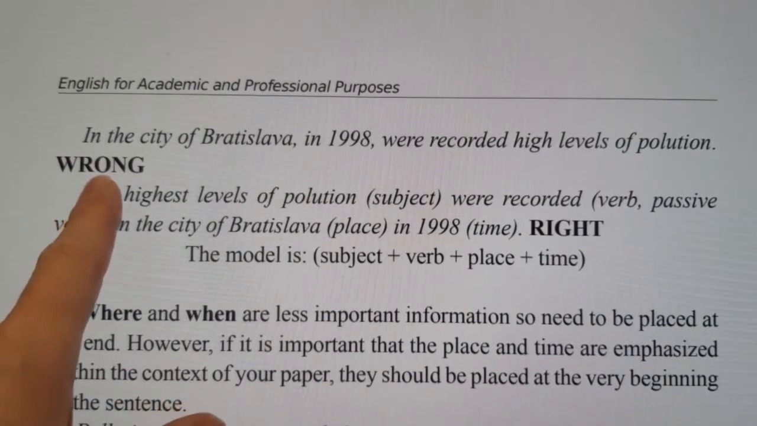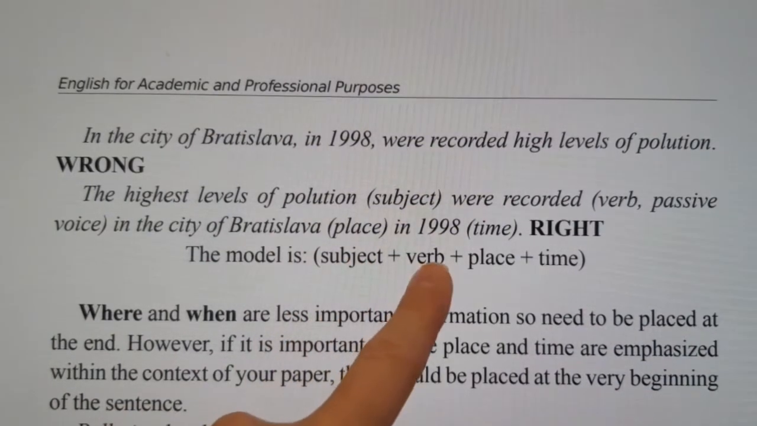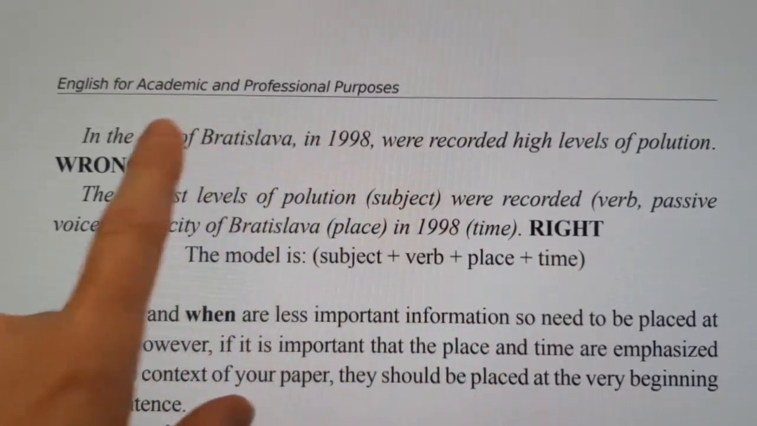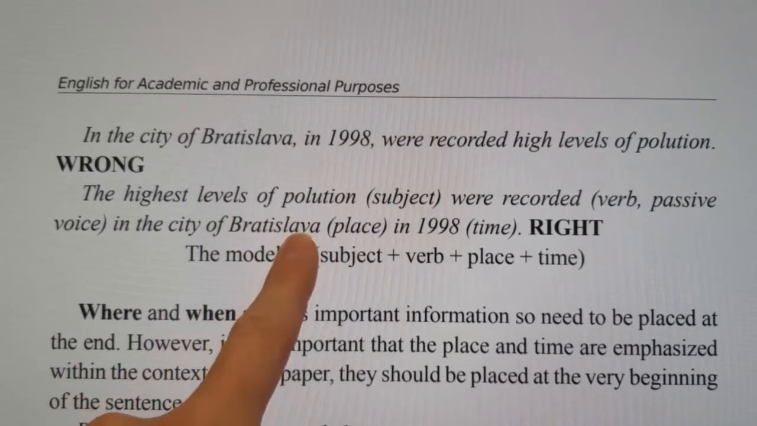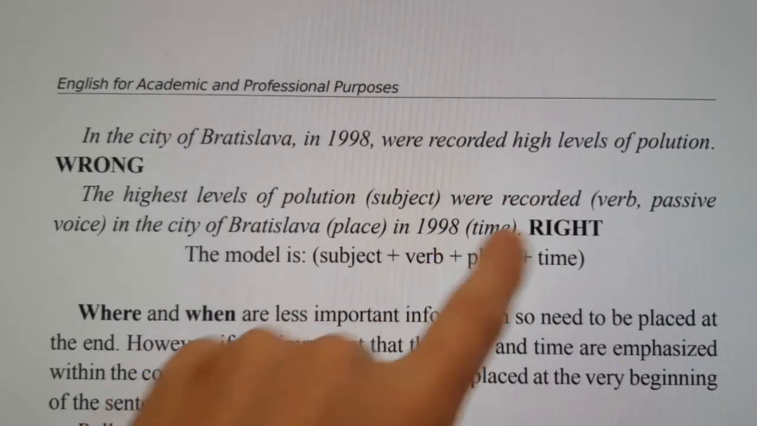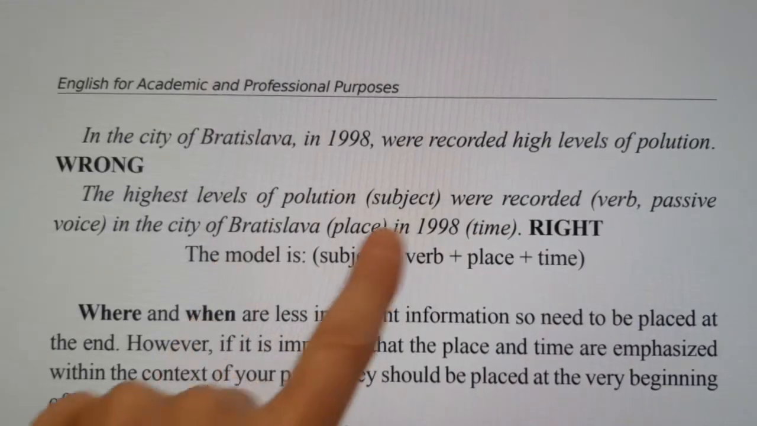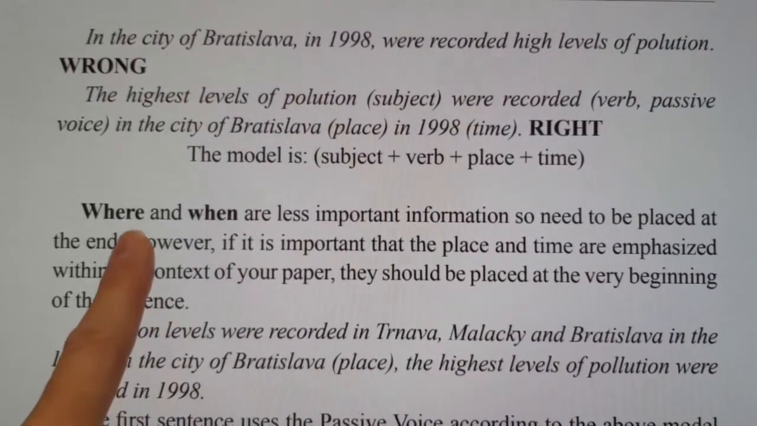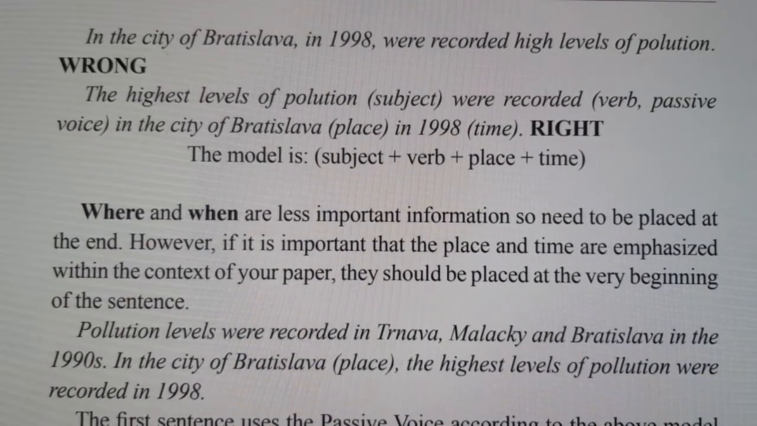The reason that it's wrong is that you need to actually start off with the subject, then the verb or the activity, the action, and then you can go to place and you can go to time. So we can say that "the highest levels of pollution", which is the subject, "were recorded". That's the verb, remember, it's passive voice, trpný rod. "In Bratislava in 1998." Where and when are considered to be less important information.